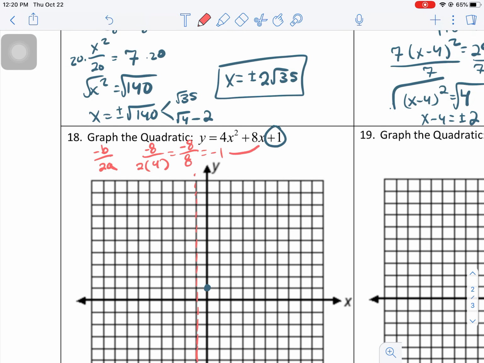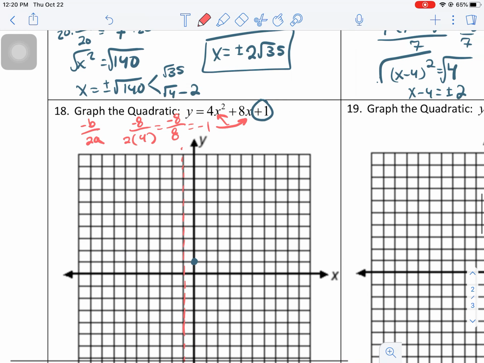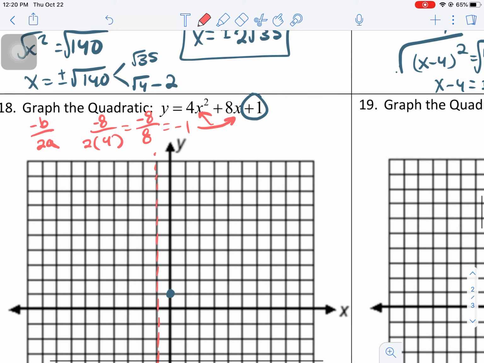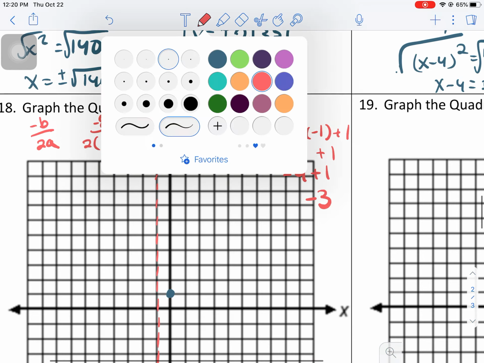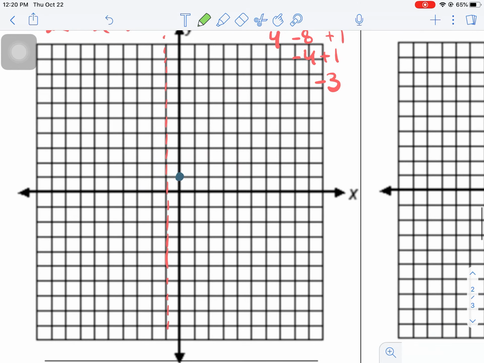So now we can plug in negative 1 into the x values to find where our vertex actually is. So 4 times negative 1 squared plus 8 times negative 1 plus 1. So that's 4 minus 8 plus 1. 4 minus 8 is negative 4 plus 1, so that's negative 3. So now we have a point, negative 1, negative 3, that is our vertex.